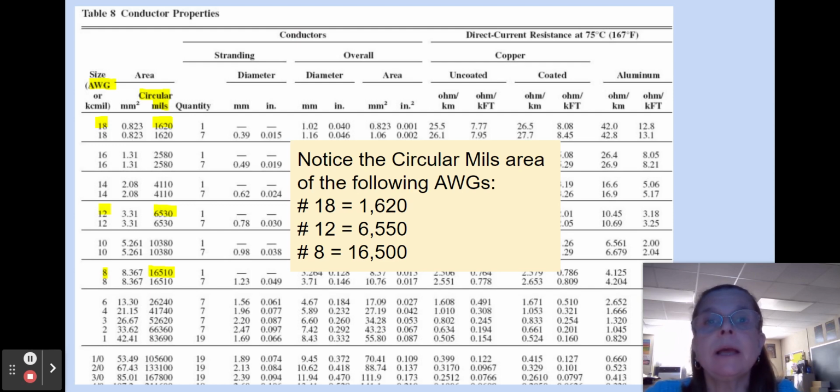You will see here a section of screenshots of Table 8 conductor properties. This is found in Chapter 9 of the NEC Code Book. And on this Chapter 9, Table 8 has conductor properties. There's a couple different things on here, but what we're going to concentrate on right now is the AWG and the area in circular mills.